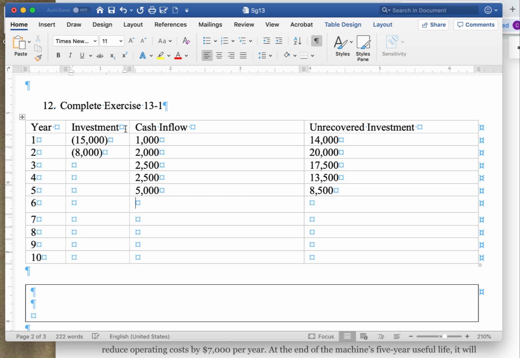Okay? Year 6. Well, year 6, I have a cash inflow of $6,000. How much is left unrecovered at this point? $2,500. Now let's look at year 7. Okay, year 7 I make $5,000. Well, how much is unrecovered at the end of year 7? 0.